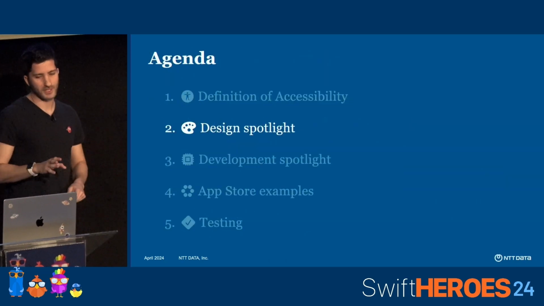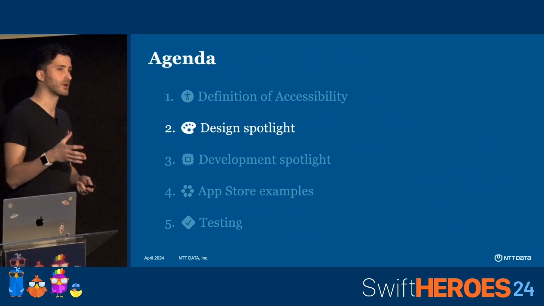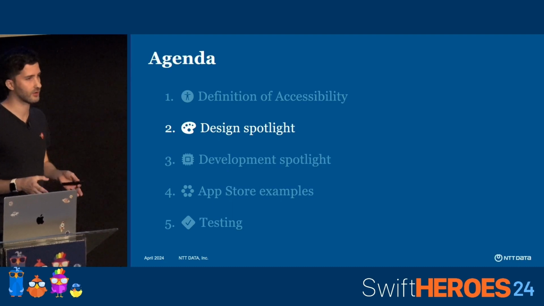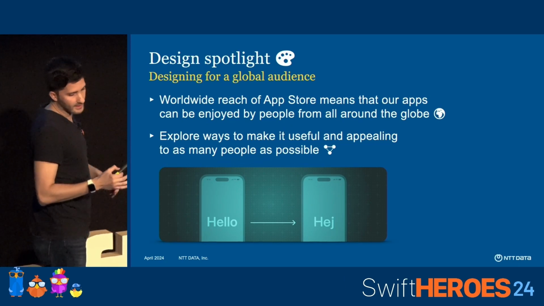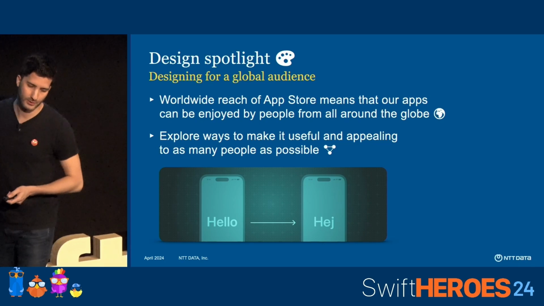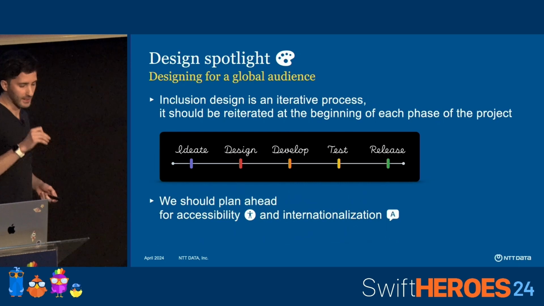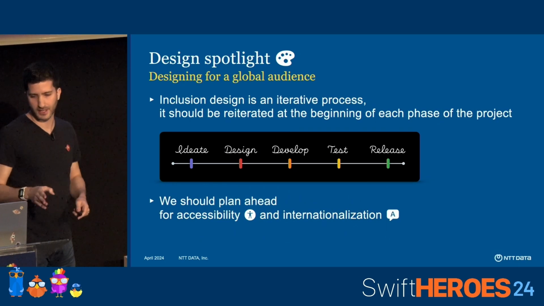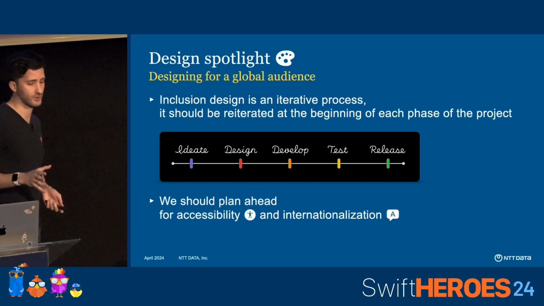Let me give an overview of the design phase, dedicated to those of you who have, like me, personal projects, or maybe those who participate in the design phases of company projects. The worldwide reach of the App Store means that our app can be enjoyed by people all around the globe, so we need to explore a way to make it useful and appealing to as many people as possible. Inclusive design is an iterative process, and it should be reiterated at the beginning of each phase of the project, so we should really plan ahead for accessibility and internationalization.